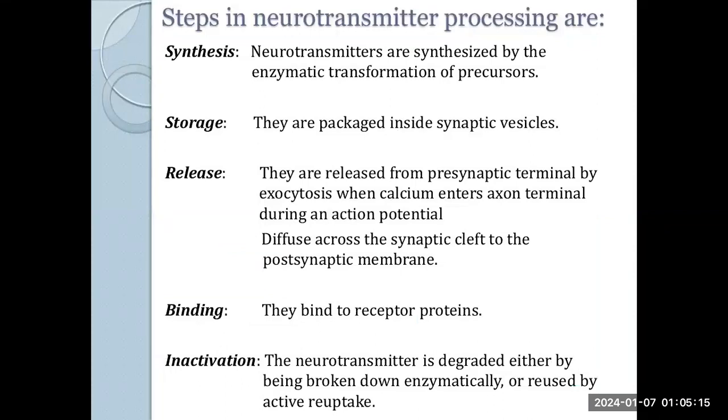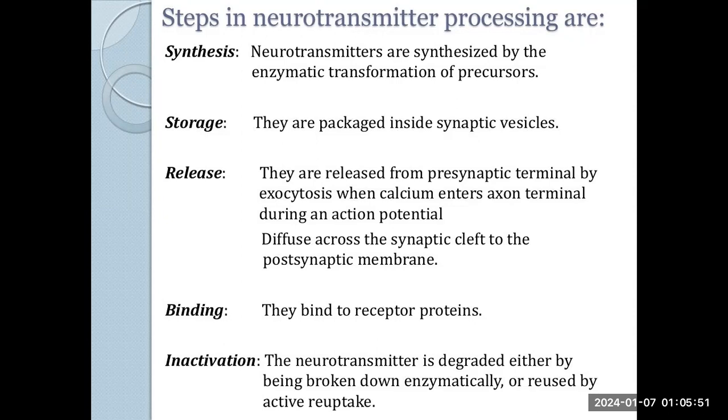Steps in neurotransmitter processing are, number one, synthesis. Neurotransmitters are synthesized by the enzymatic transformation of precursors, as you have seen earlier. Then the second step is storage. They are packaged inside the synaptic vesicles. Then they are released from there. They are released from the presynaptic terminal by exocytosis when calcium enters the axon terminal during an action potential.